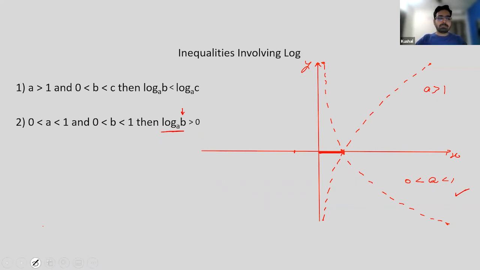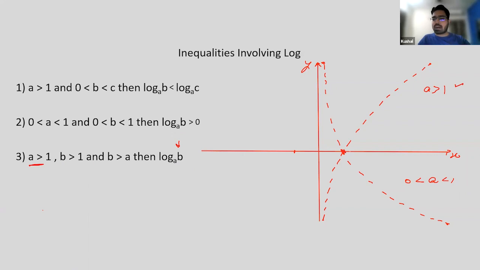Let's look at the next one. This is the third inequality that we will want to discuss. Now, A is greater than 1, and you are looking at log of base A of B. That means this is the graph that you will be talking about. B is greater than 1, that means your input value, the value of x, is greater than 1. That means you have a value over here that you are talking about, right? And B is greater than A. This is an interesting condition.